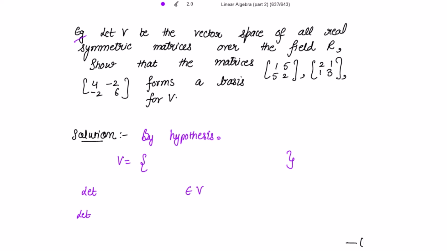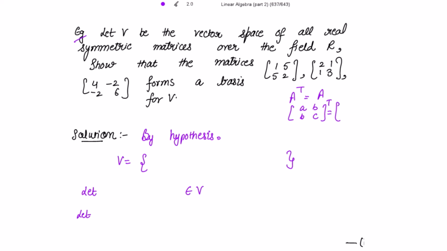Now, what is a real symmetric matrix? Suppose you have a matrix A, and if you take the transpose of that matrix, it is equal to A again. Such a matrix is a real symmetric matrix. For example, I'm taking the matrix as [a, b; b, c]. If I take the transpose of this matrix, I will get back the same matrix.